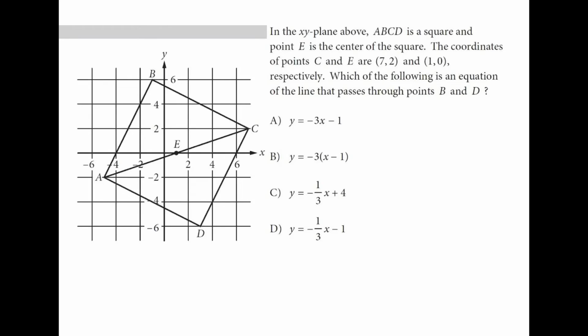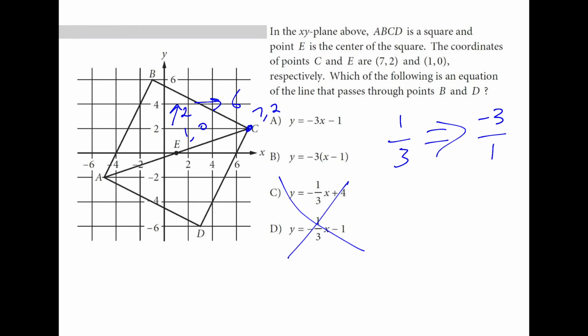We have coordinates (7, 2) for C, (1, 0) for E, and there's a line. We can find the slope. We're going to go up 2, right 6, so the slope is 1/3. I'm going to find the perpendicular slope, and it'll be negative 3/1. So that rules out these two. I'm left with A or B.